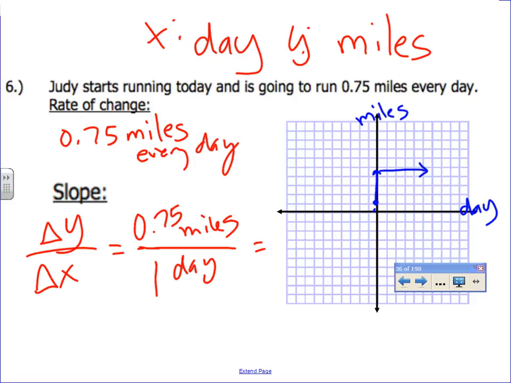So your next step is plug the numbers in, write it down. Jared, what fraction did you convert 0.75 to? Good. So 3 miles for every 4 days. So is that true? Is running 3 miles every 4 days the same as 0.75 miles every 1 day? Yeah, same thing. Last step is change that to just 3/4.